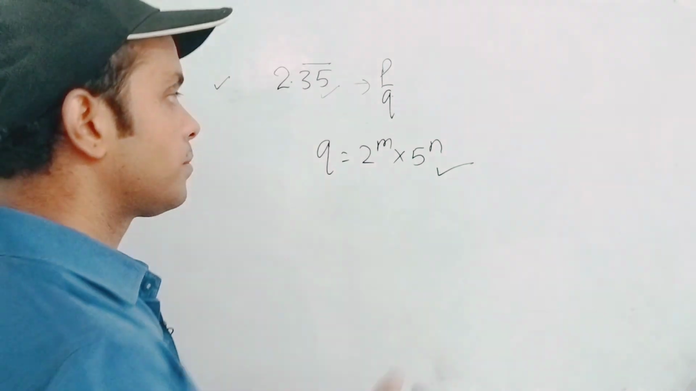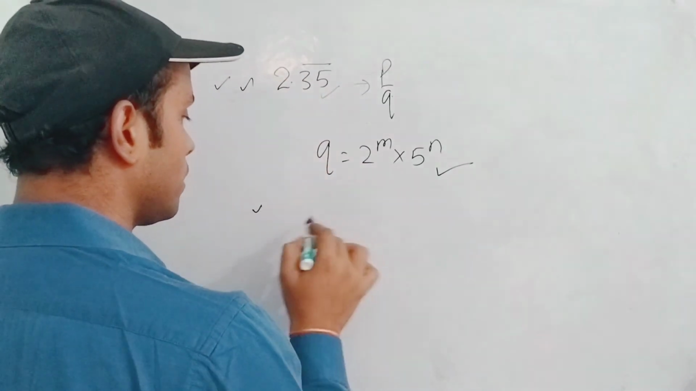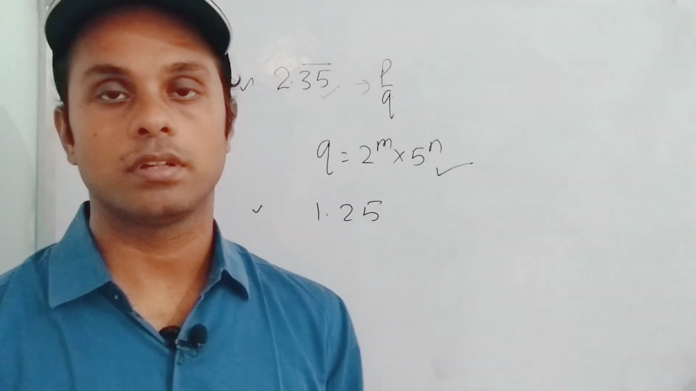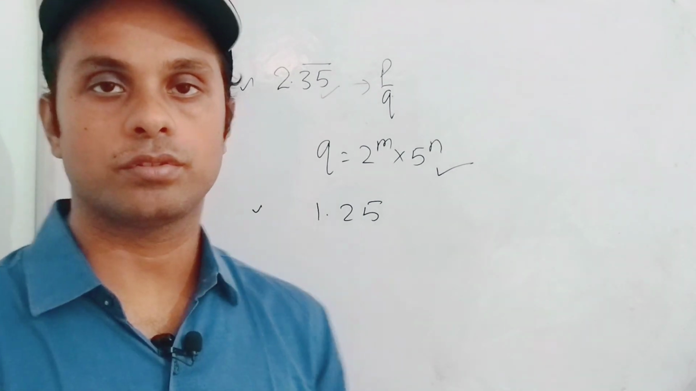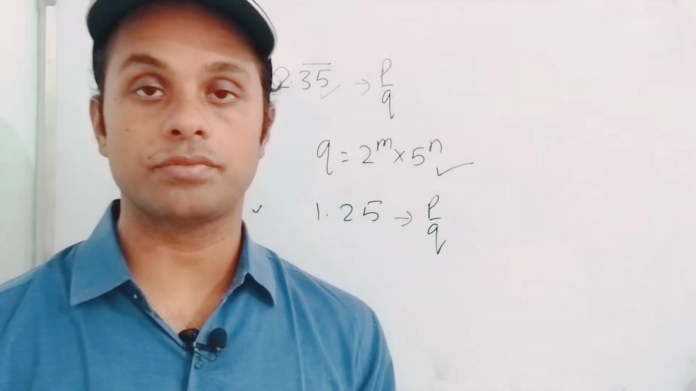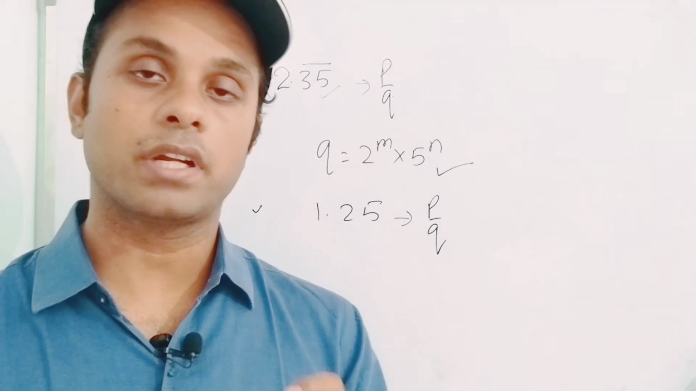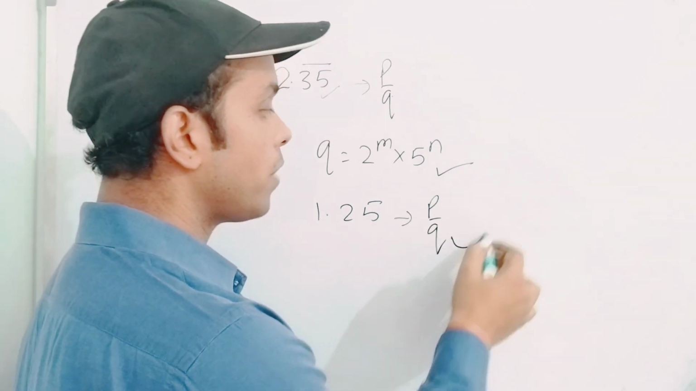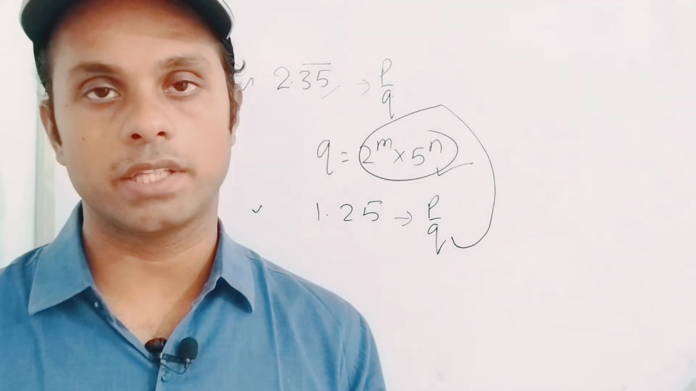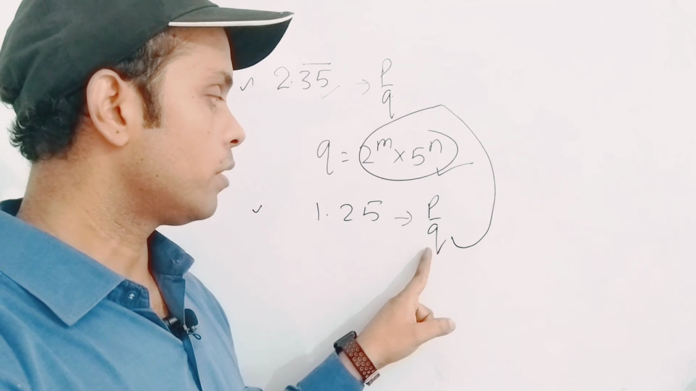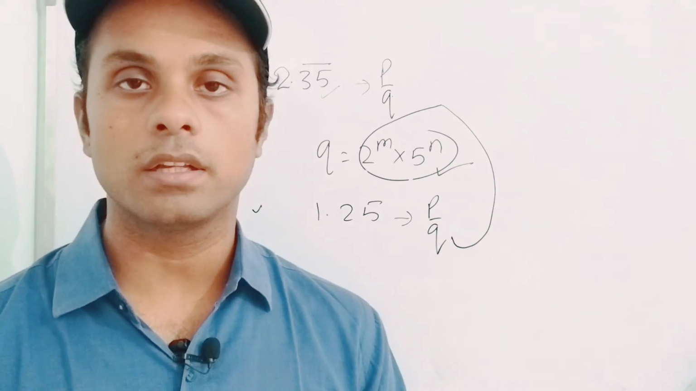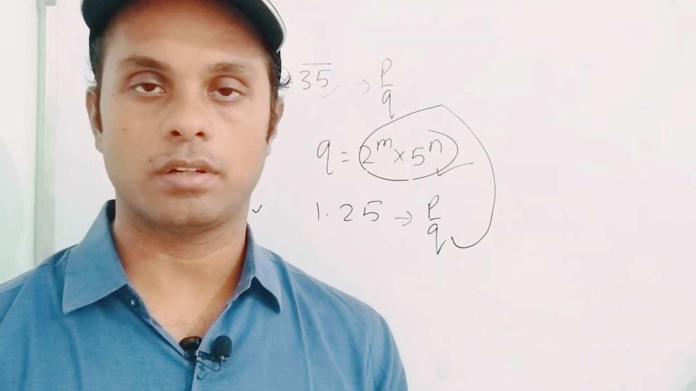Now another thing, suppose you are given 1.25. Look, this is again terminating. So if you write it in the form of p by q as a fraction, then again the prime factorization of q will be for sure in this form. So it means we can say that q is absolutely in the form of 2 raised to the power m into 5 raised to the power n. So this is terminating.